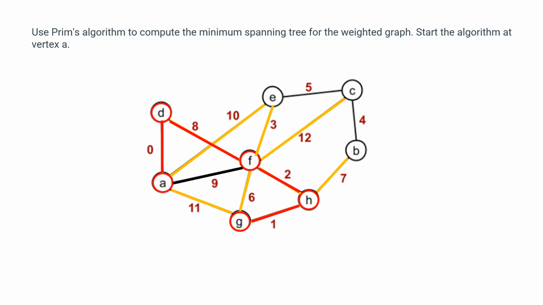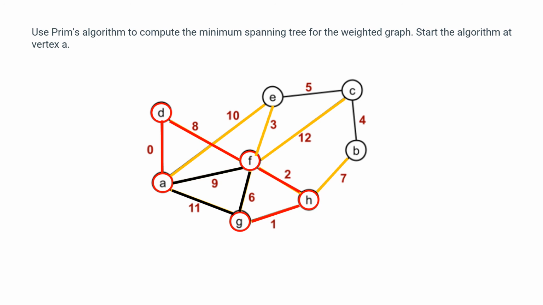So the AG, which has a weight of 11, and FG, which has a weight of 6, those now need to go away. So that goes away. Okay, there goes the 11 away.